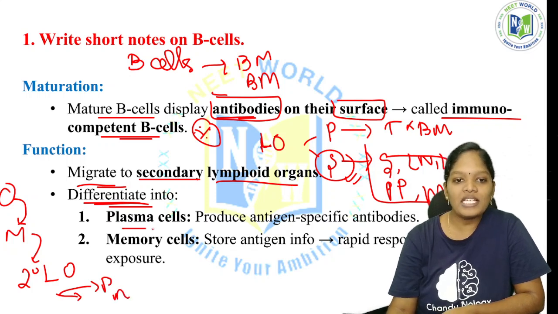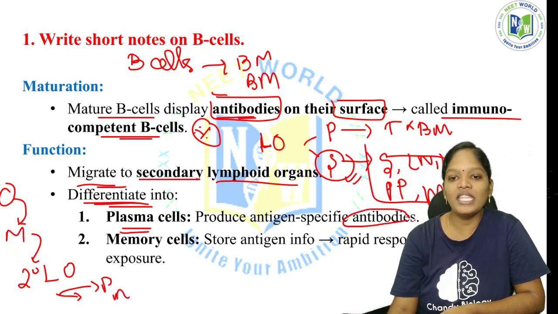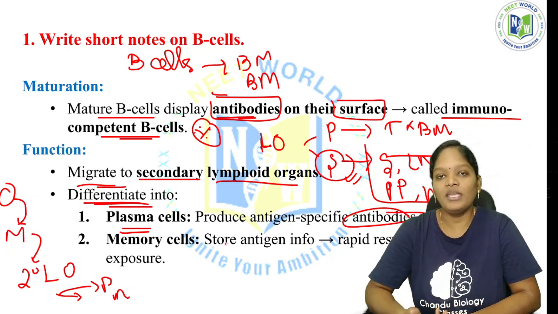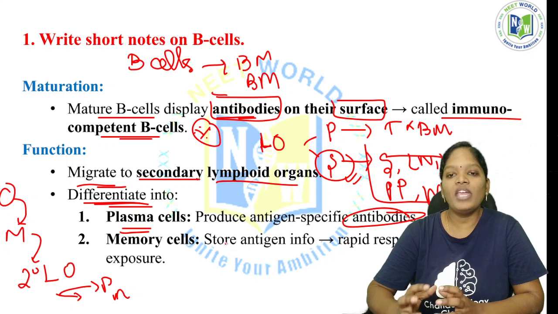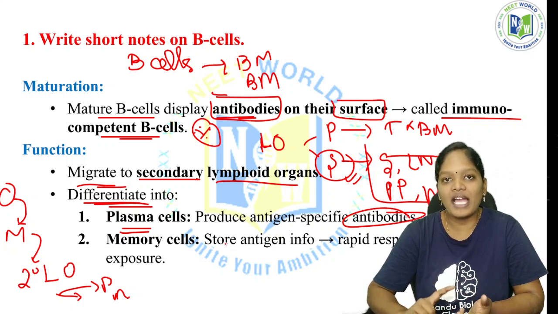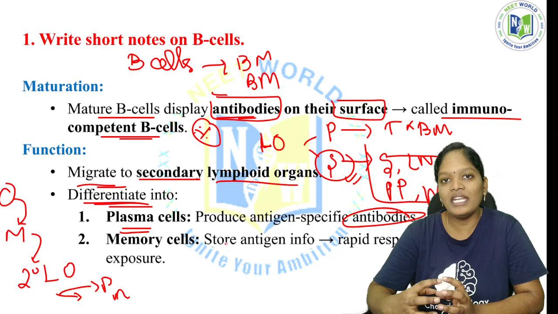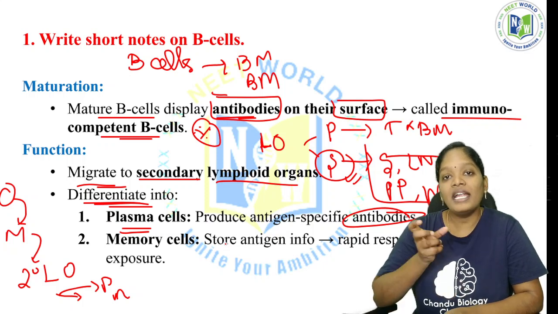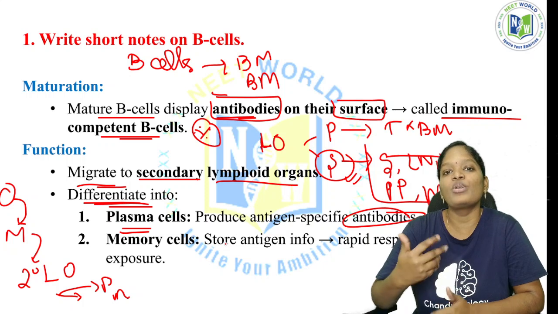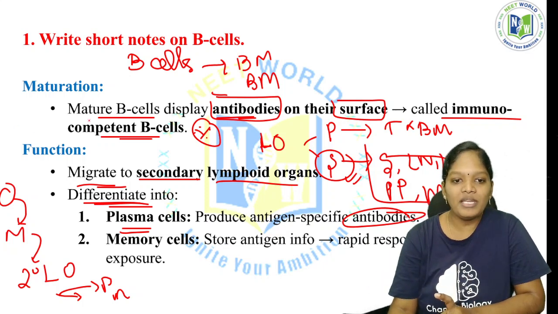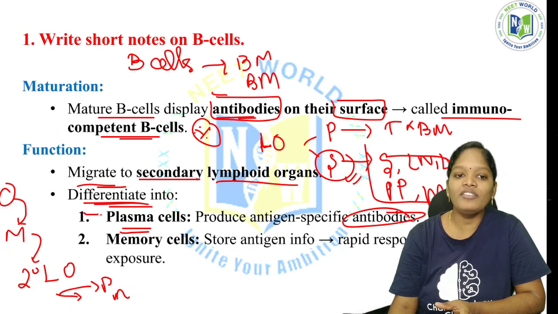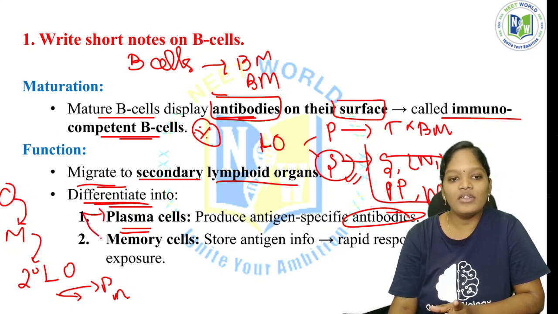The plasma cells are responsible for producing the antibodies. Antibodies are nothing but immunoglobulins. We have five different types of immunoglobulins: IgA, IgM, IgG, IgD, and IgE. These are the five types of antibodies, produced by the plasma cells, which are a differentiation of the B cells. Now, the memory cells. The B cell differentiates not only into plasma cells but also into memory cells. These memory cells store antigen information.